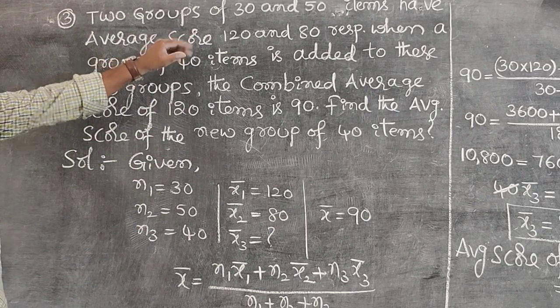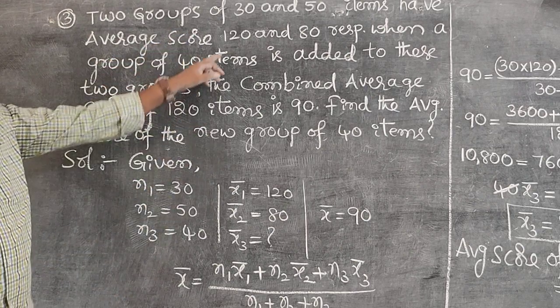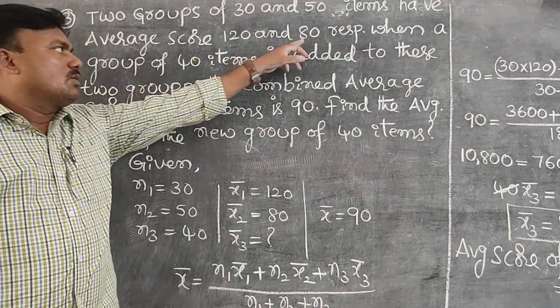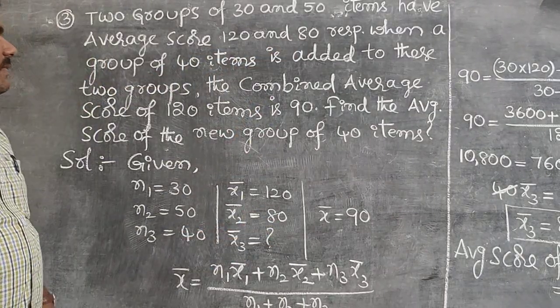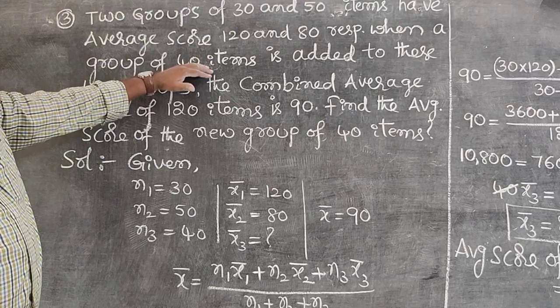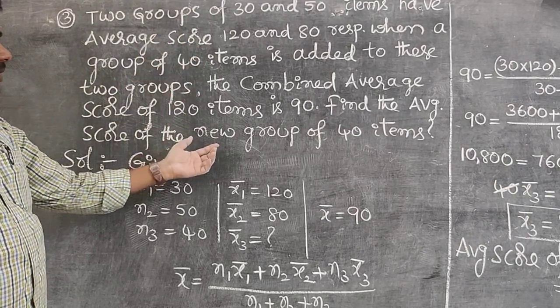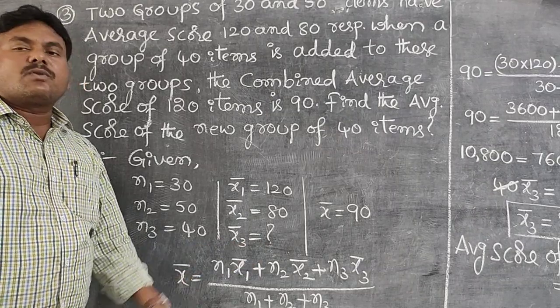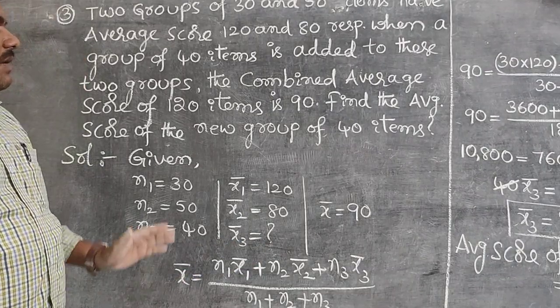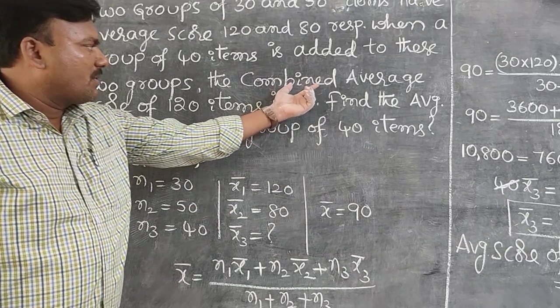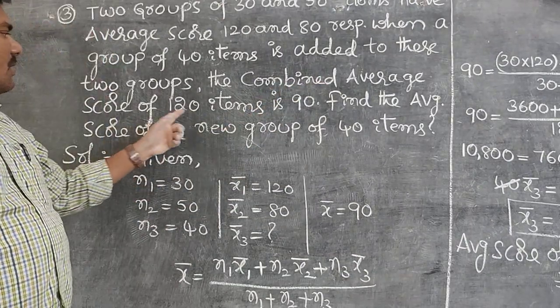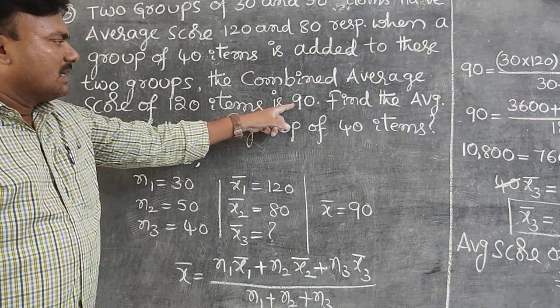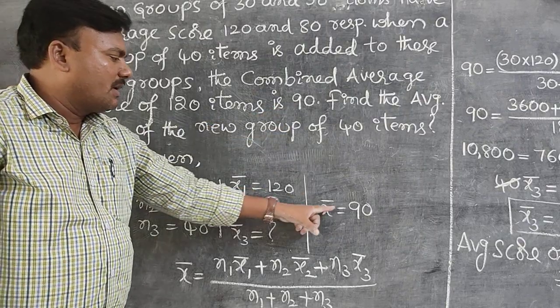Next, observe the averages. The first two averages are given: x1 bar equal to 120, x2 bar equal to 80. When 40 items are added, we find the new average score of the new group, so let me consider x3 bar equal to question mark. Also the combined average is given: the combined average of 120 items is 90, so this value is represented as x bar equal to 90.